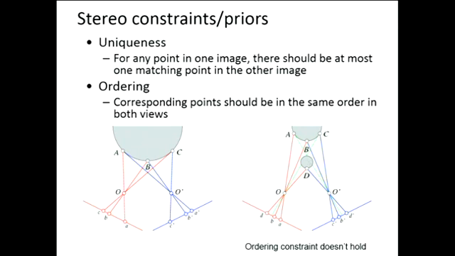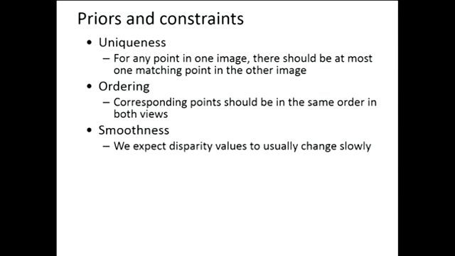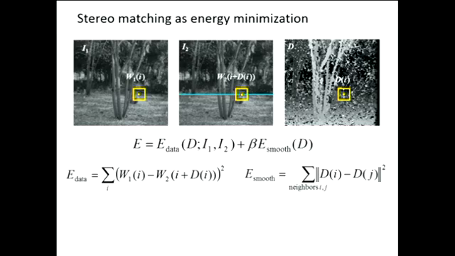So this can be used as a prior, but not as a hard constraint. And then the final prior is smoothness: usually you'd expect the disparity values to change slowly, because on surfaces the depth will change slowly. But of course, that will be violated on the edges. So we can incorporate all these constraints by posing stereo matching as an energy minimization problem.